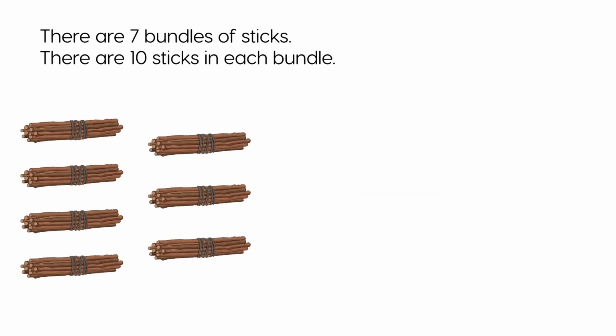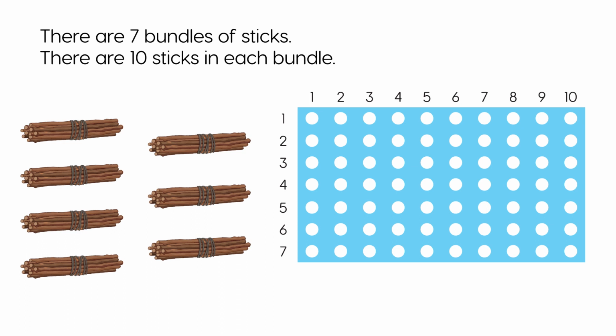There are 7 bundles of sticks. There are 10 sticks in each bundle. Seven groups of 10. 7 times 10 equals 70.